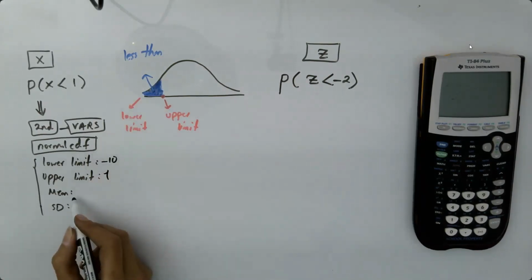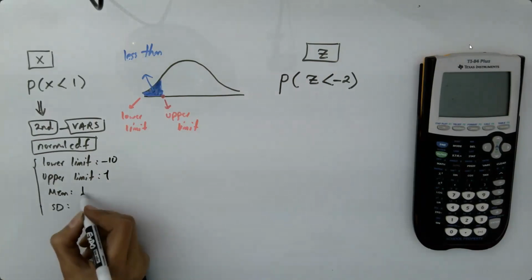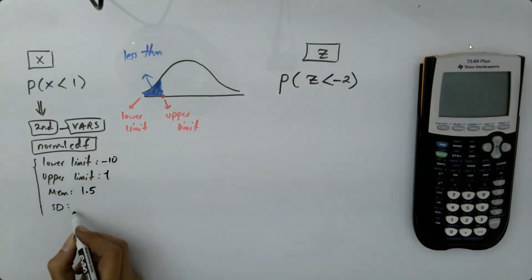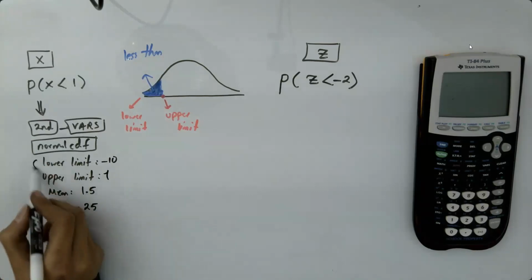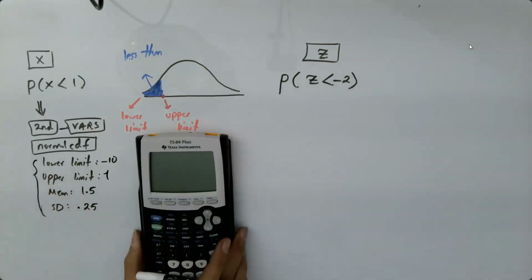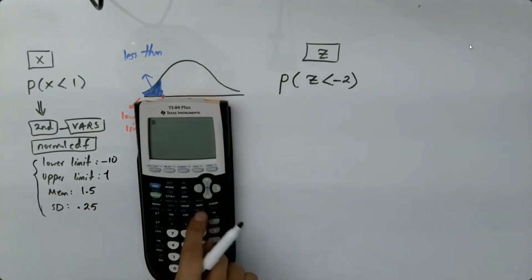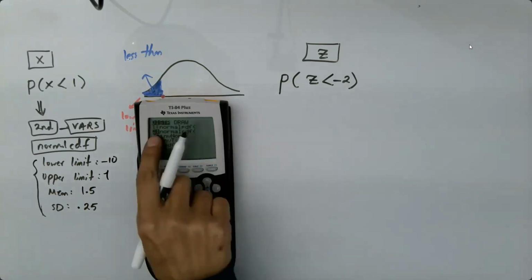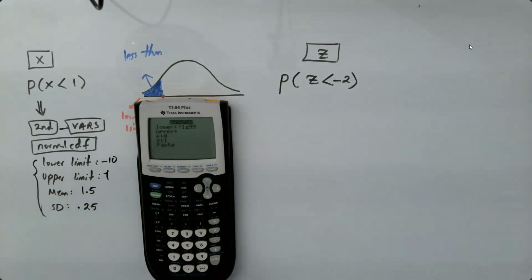The mean, remember from the question, the mean was 1.5, am I right? So 1.5, and the standard deviation is 0.25. And now we want to use our calculator. Okay, show me how to use my calculator. Turn on your calculator. Second vars, normal CDF, cumulative density function, enter.